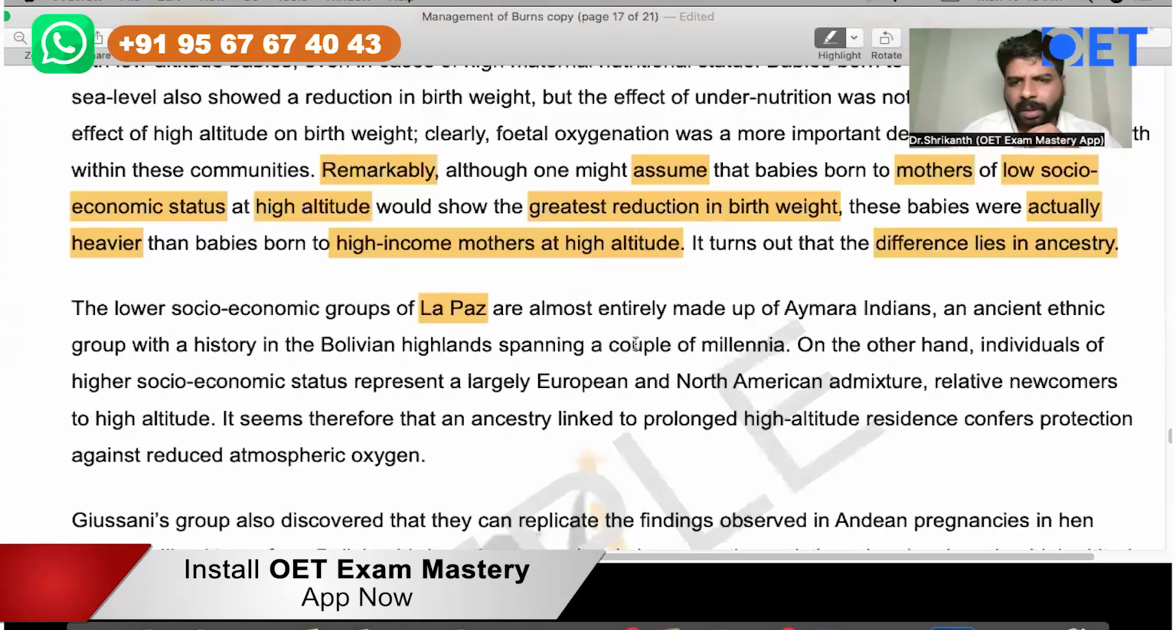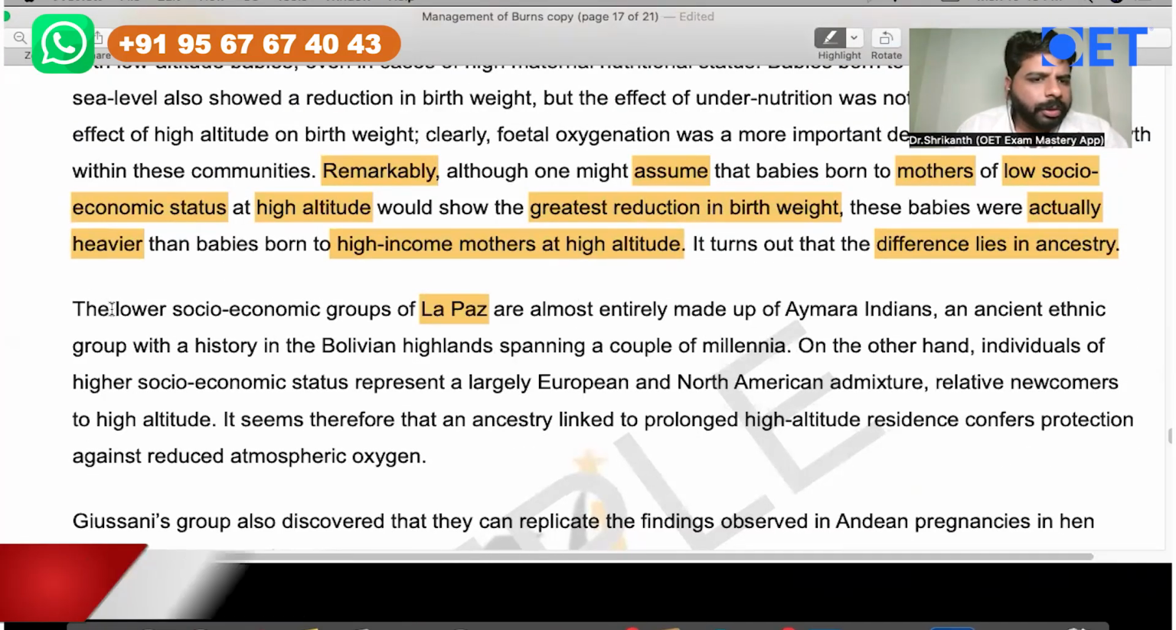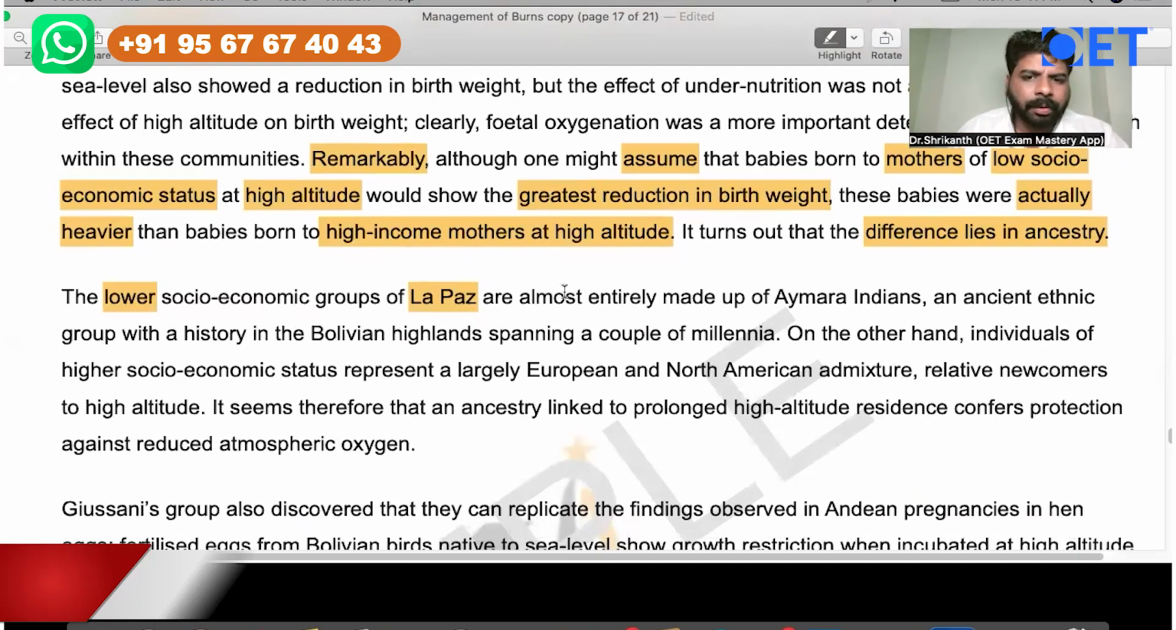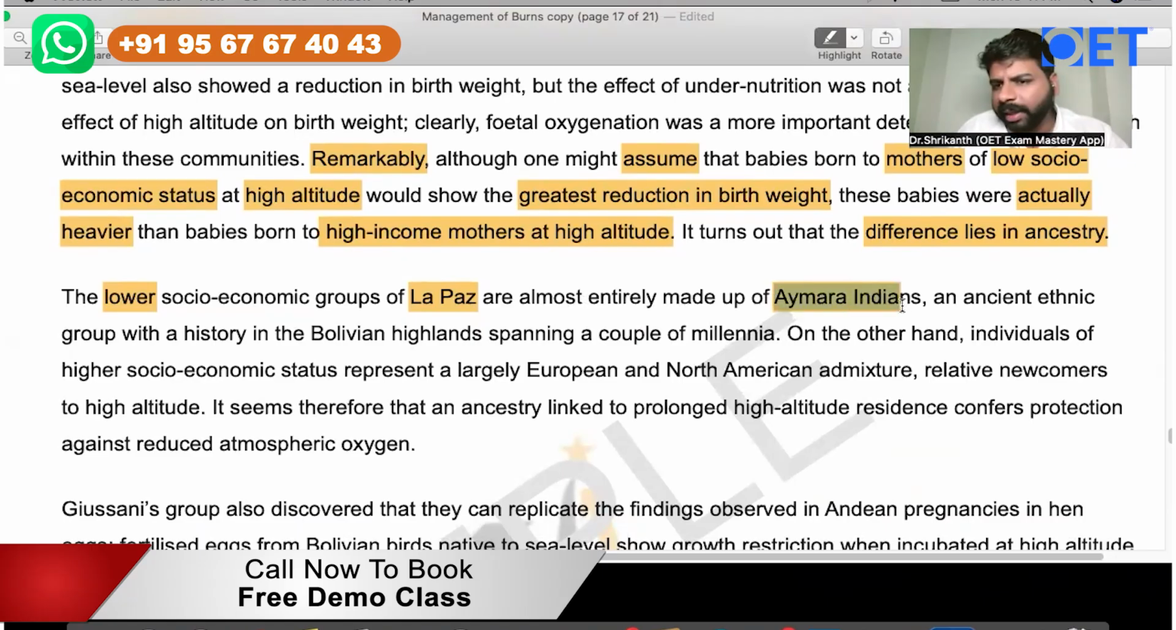Yeah. Now, the lower socio-economic groups, say, if they want, they can say poor people, the poor people of La Paz. But this is OET. They will make it complicated. So the poor people of La Paz are almost entirely made up of Aymara Indians.